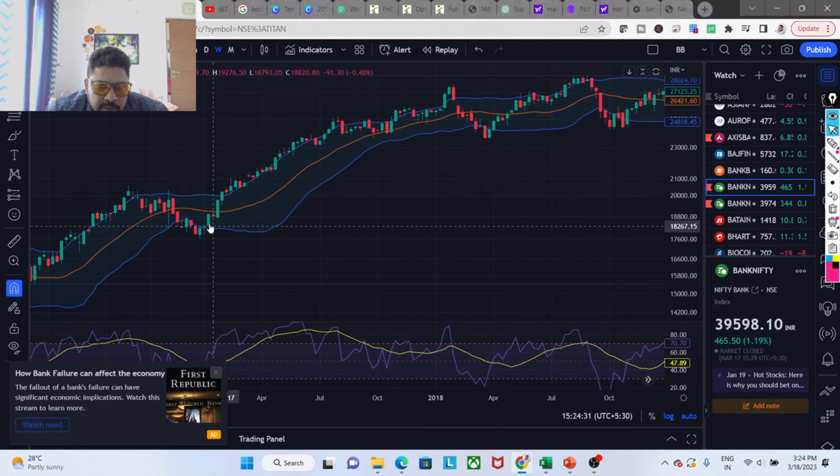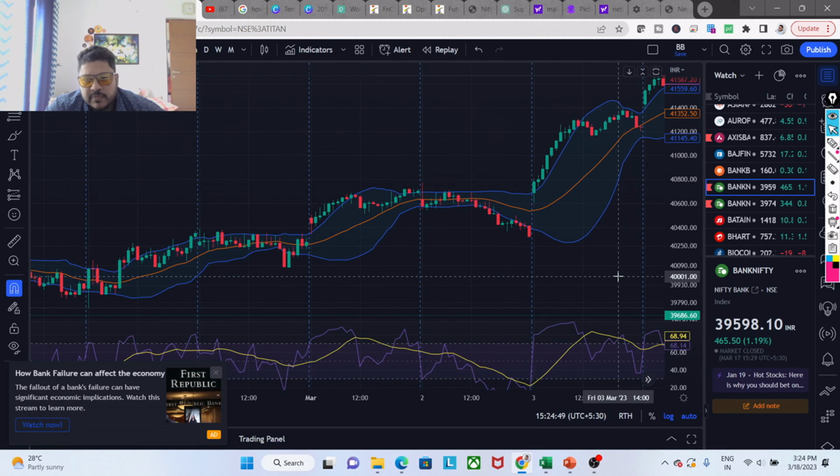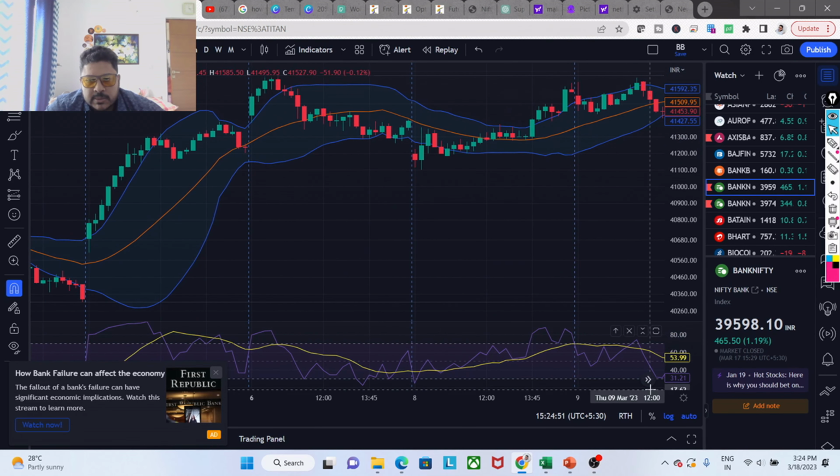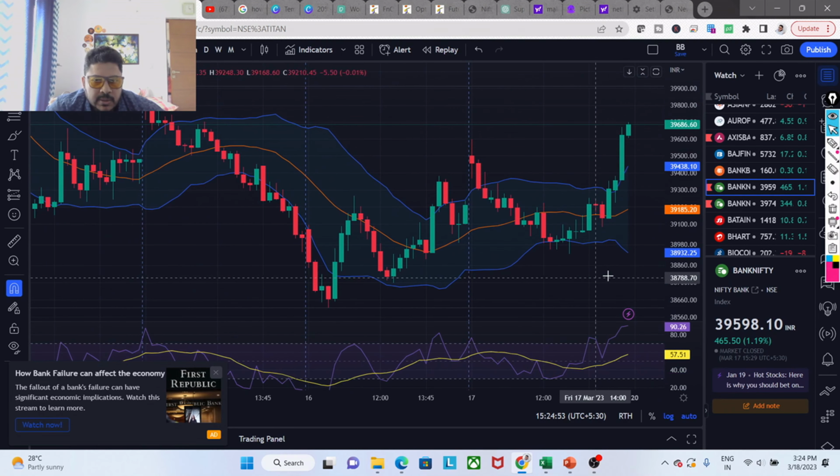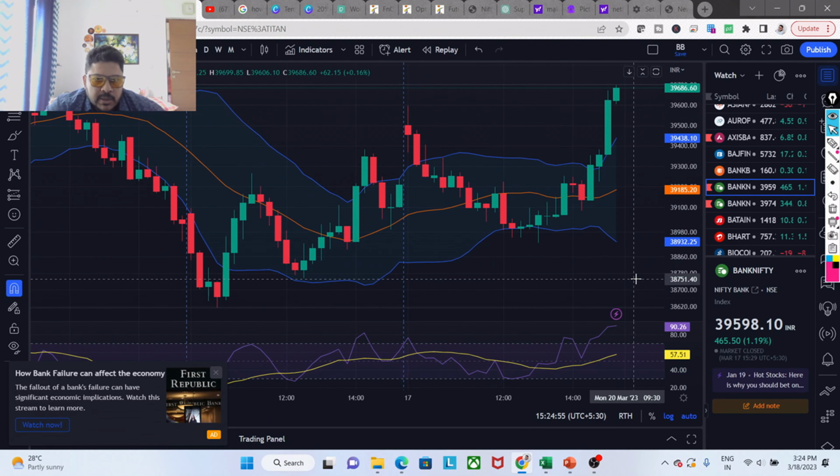So this is a complete trending move. From here it is going up, up, up. Nicely it's going up. It has just taken a 20 period bounce here, and then it gave an exit here. Exit has to be here. So how do we use this on a smaller time frame? We can use it on a 15-minute time frame.